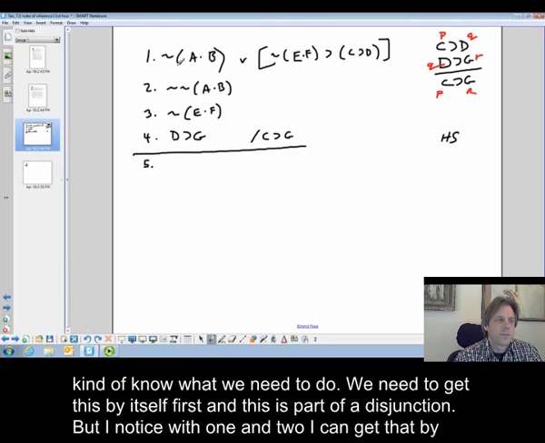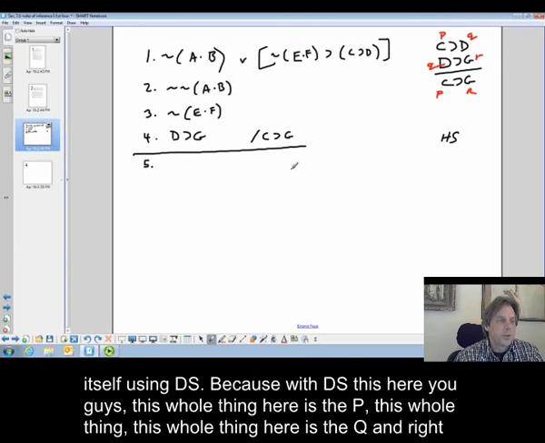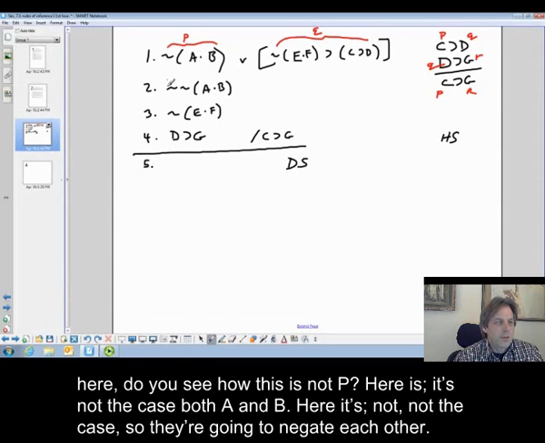We need to get this by itself first, and this is part of a disjunction. But I notice with 1 and 2, I can get that by itself using DS. Because with DS, this whole thing here is the P. This whole thing here is the Q. And right here, do you see how this is not P? Here it's not the case both A and B. Here it's not the case. So they're going to negate each other, right?